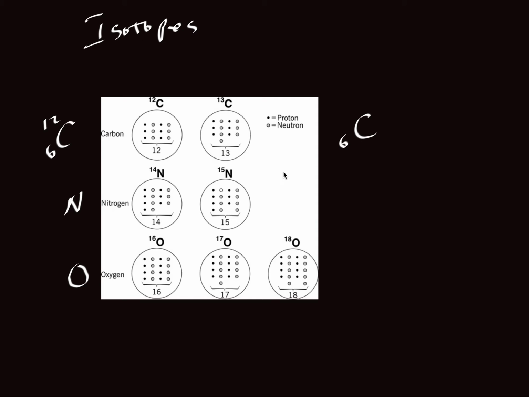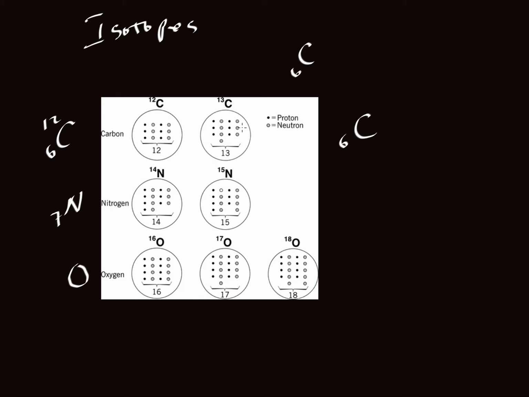The 6 itself is redundant. As soon as we write the letter C, then by definition we have to have 6 protons in the nucleus. If we do not, then we do not have carbon. We must have some other element. For example, if we have 7 protons, then we have the element nitrogen, which is shown down here.